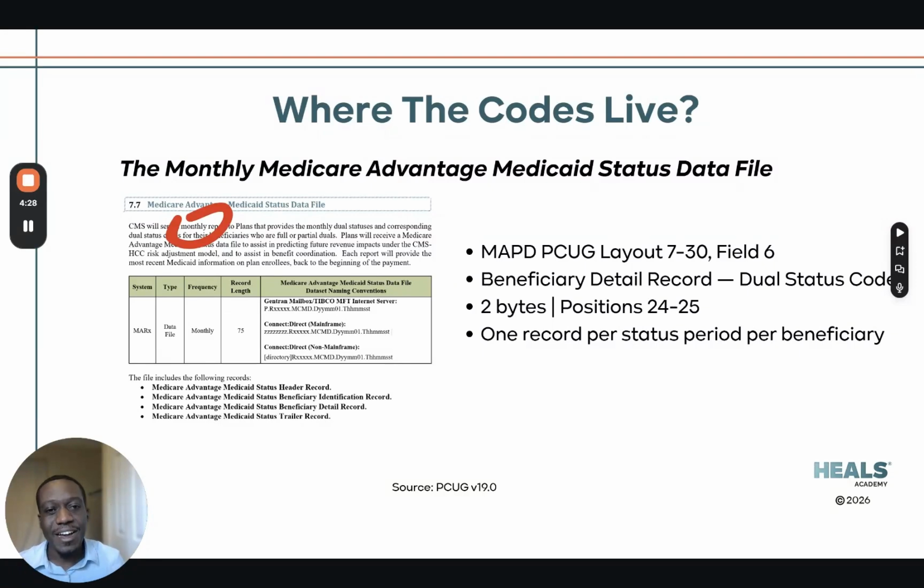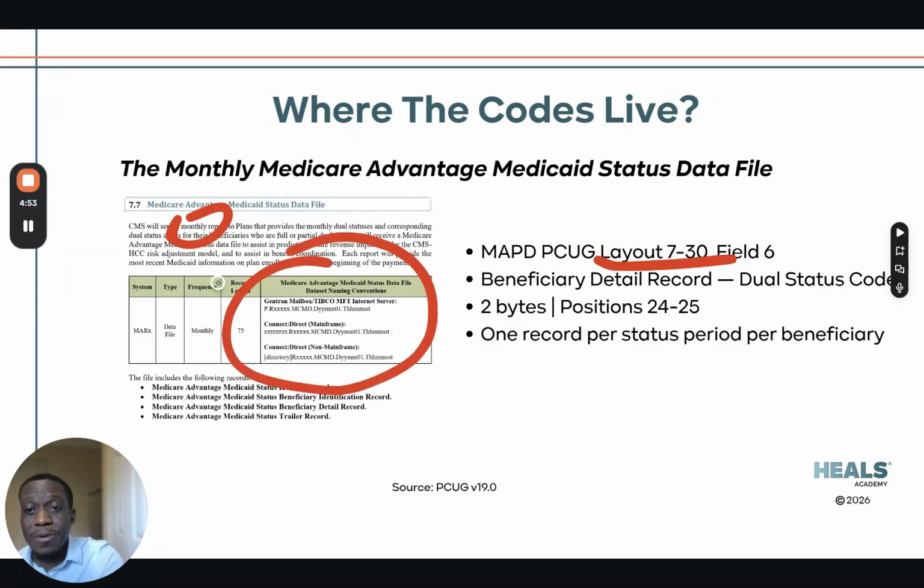The layout of this file is in the PCUG layout 730, field number 6, and we'll be looking at some of them here. On the beneficiary detail of the MCMD file, there is a dual status, 2 bytes, and 1 record per status for the period of the beneficiary. So this is the file, and this is the name of the file. You want to go look for it if you are working with duals and dealing with duals.